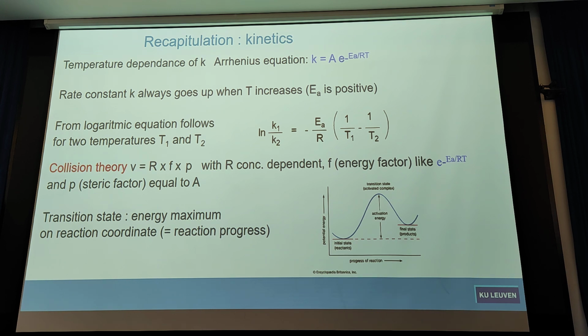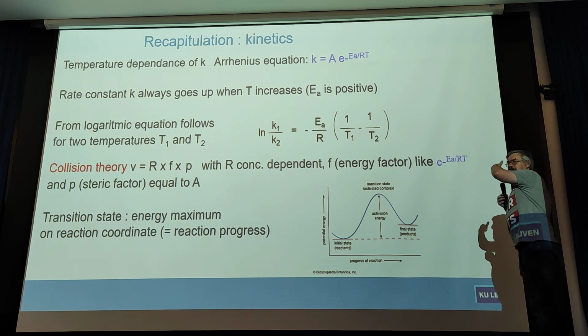And this is another way of writing the Arrhenius equation, ln k2 over k1. From this you can determine the rate constant at any temperature, as long as we have it at one particular temperature and we have the two temperatures and the activation energy.